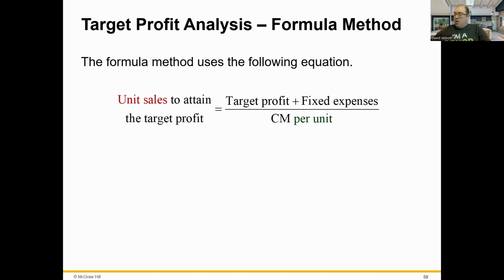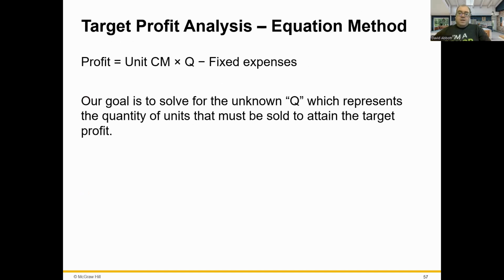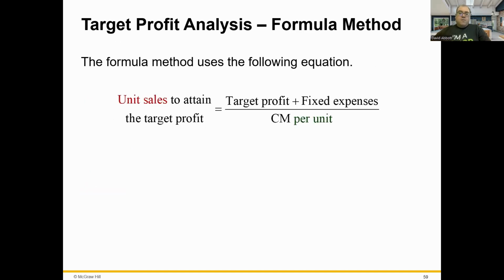And then we can also figure this out using the formula method as well. You can use either one. They both give us the same result. And so the formula method is shown here. It can also be used to compute the quantity of units that must be sold. So again, you can work it out via the equation method or the formula method. Either way, you can do this.